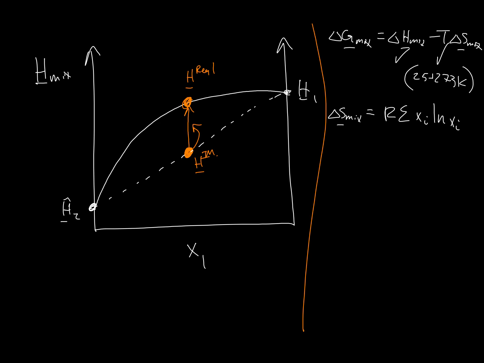Is this minus? Where's my equation sheet? Let's see. Yeah, sorry, it's minus. I forgot that in the last slide too. Because xi is always less than 1, this term here is always going to be negative, so I need the negative here to make sure that the delta S of mixing is always positive, as a double check.